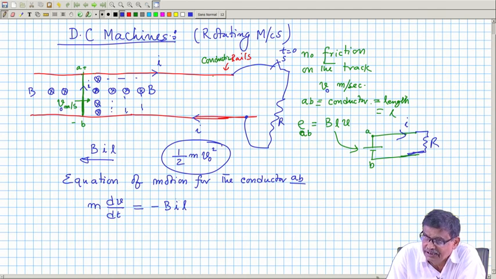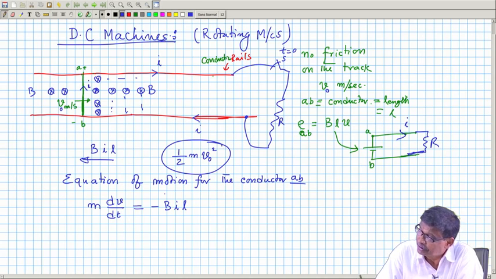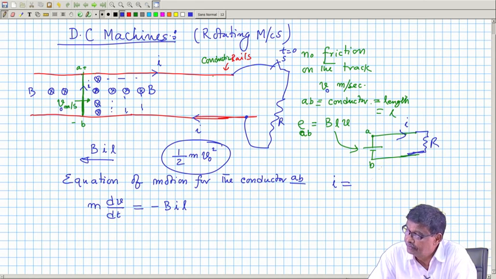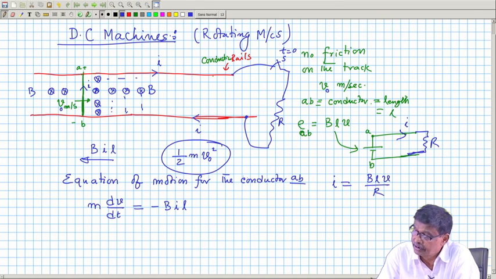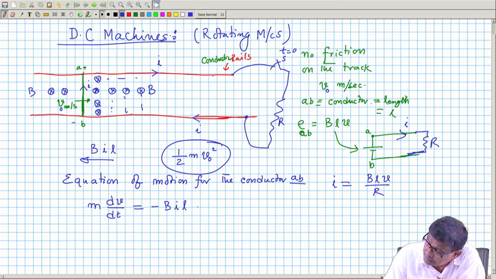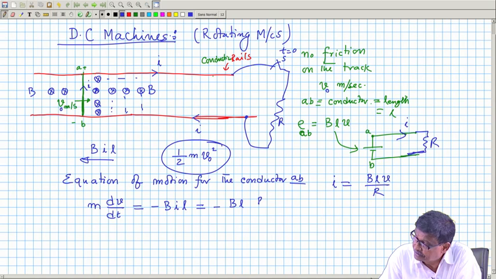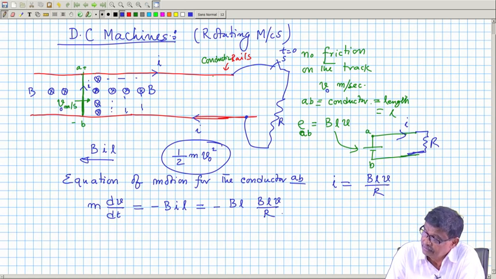BIL is acting in the opposite direction. This is the equation, so it is a first order differential equation. Now, the question is, what is I? A very simple circuit: I is BLV over R, where R is the resistance. So I put that in, minus BL and then I is BLV by R.